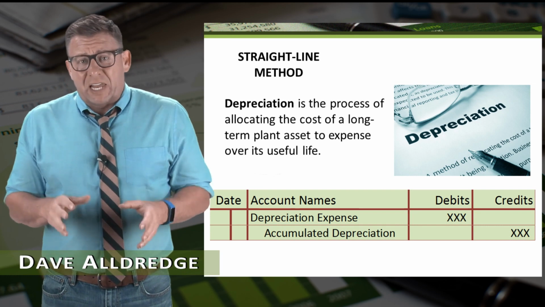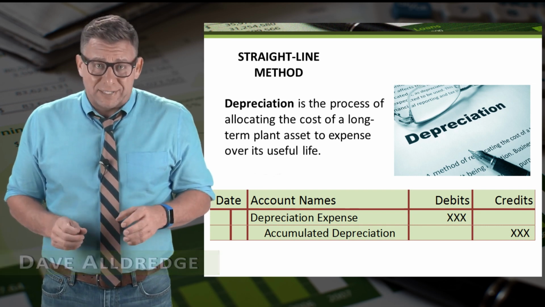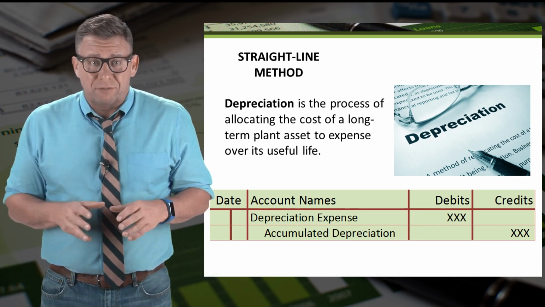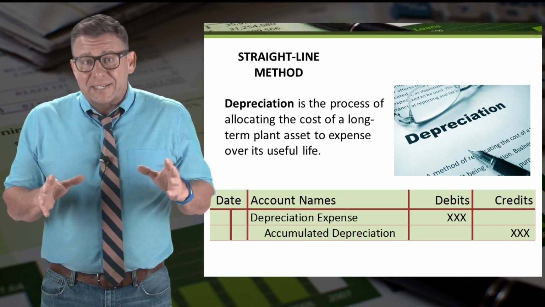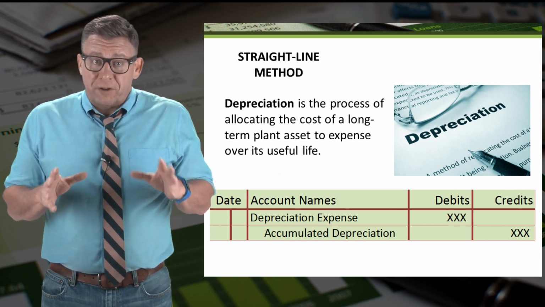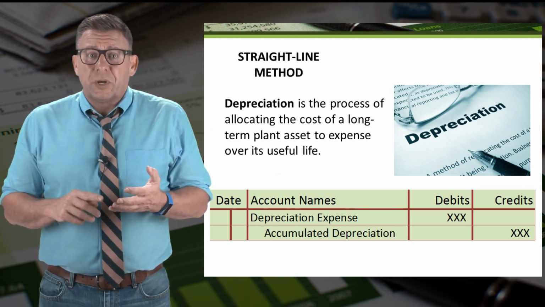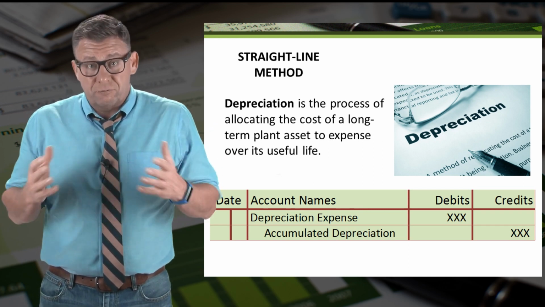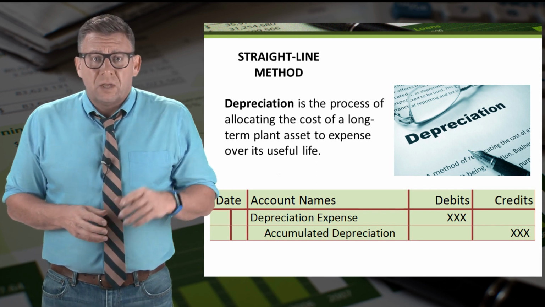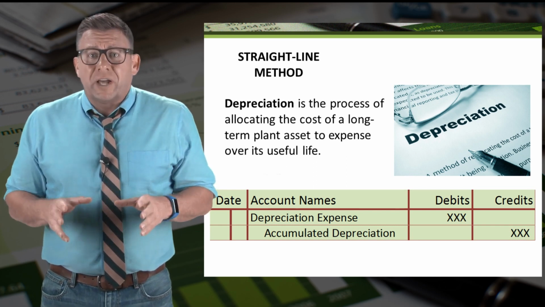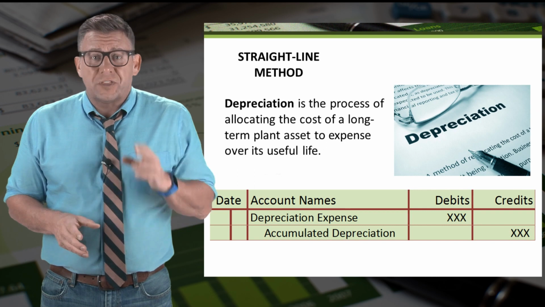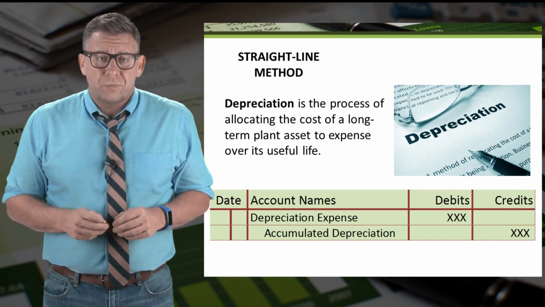Depreciation is the process of allocating the cost of a long-term plant asset to expense over its useful life. We allocate an asset's cost to expense with the following adjusting journal entry. We debit depreciation expense and we credit accumulated depreciation for the amount of expense. In this video, let's learn how to calculate depreciation expense with the straight line method.